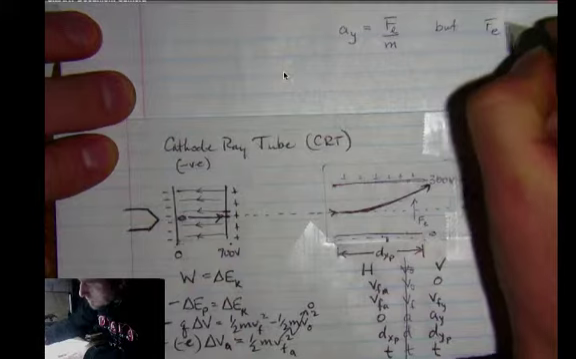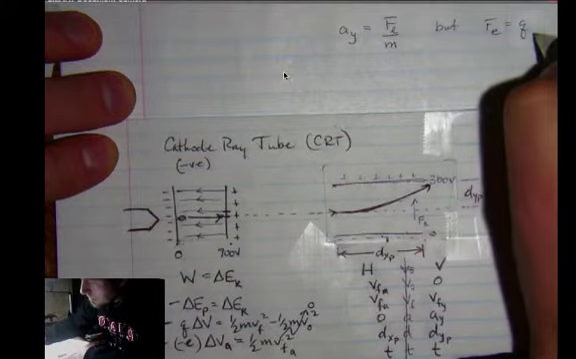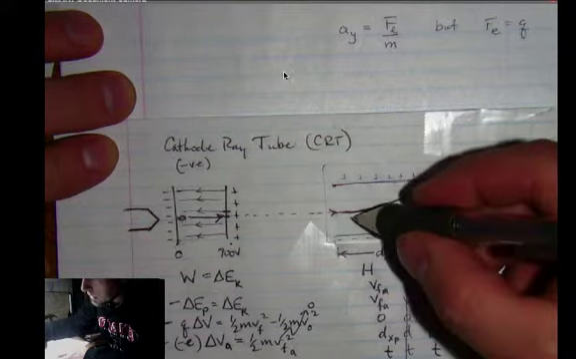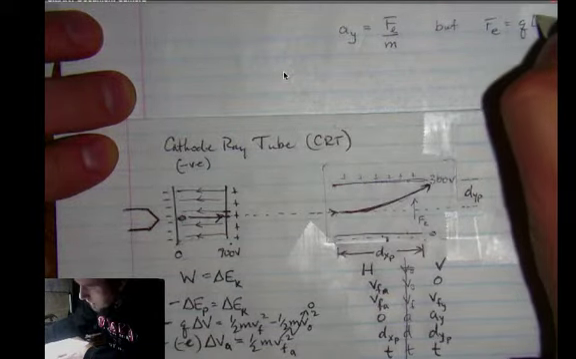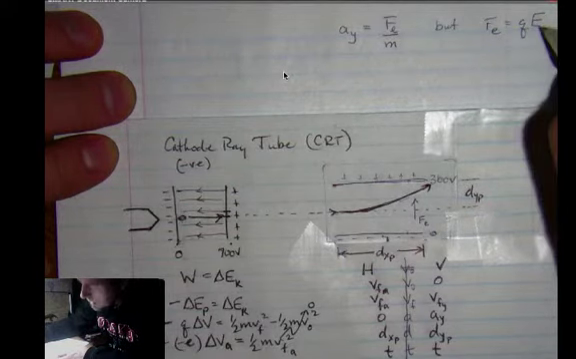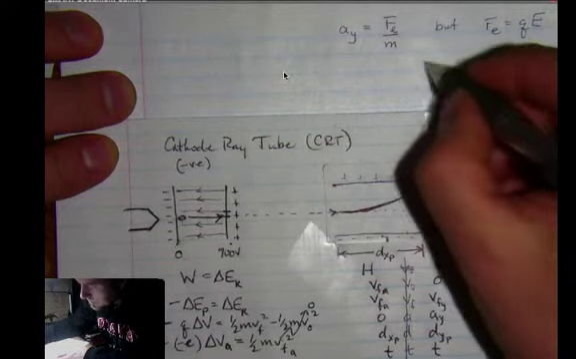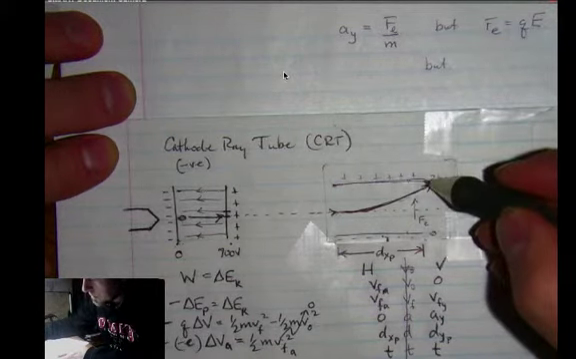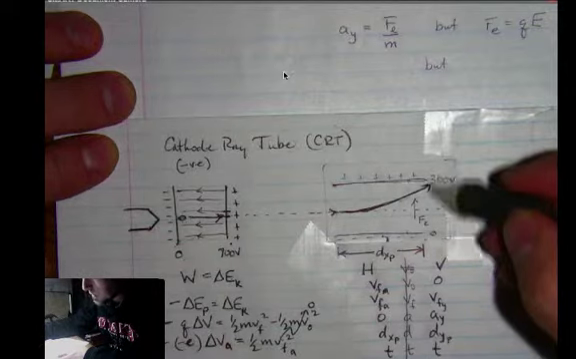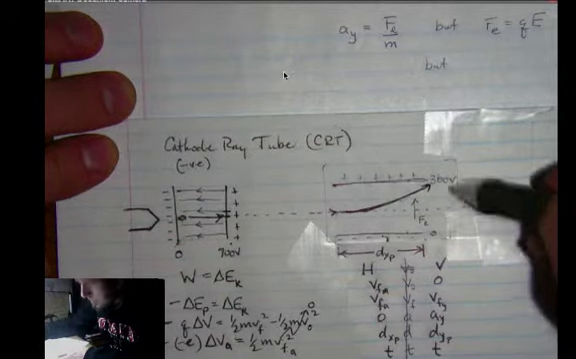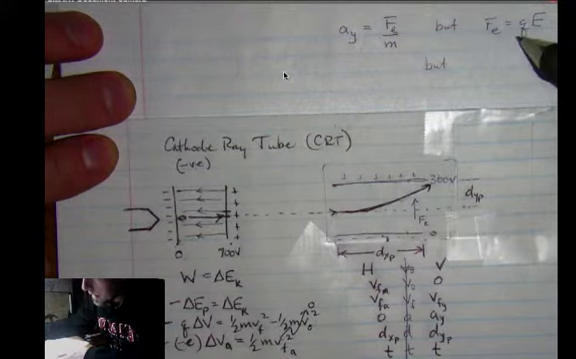Fe is equal to Q, the charge that's moving between the two plates, in this case an electron, times the electric field. And this electric field is dependent on that voltage. If that voltage difference is larger, E will be larger. If the distance is greater, then E will end up being smaller.